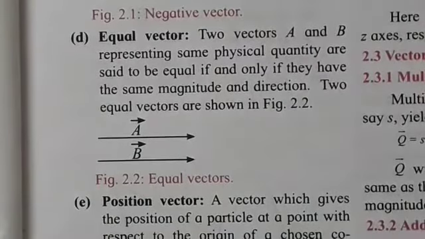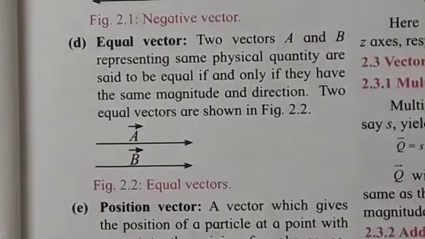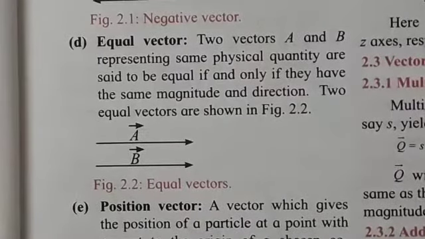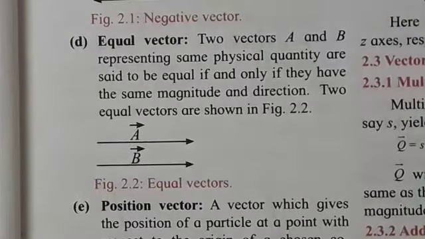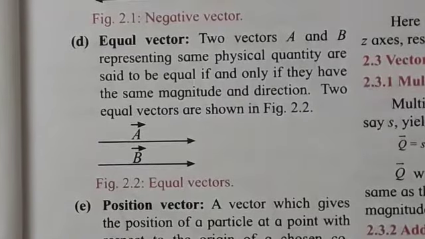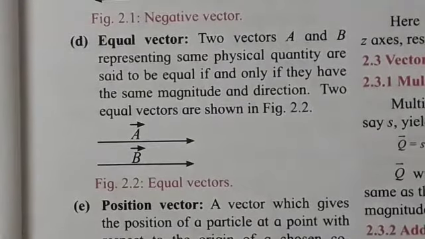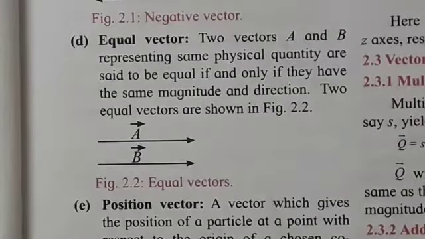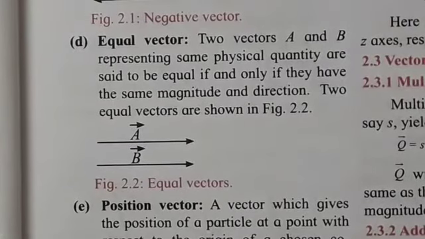Now the position vector. What does the position vector mean? You have to represent the position vector by small r bar. A vector which gives the position of a particle at a point with respect to the origin in the chosen coordinate system is called the position vector. In this xy coordinate system, OP is the position vector denoted by the small letter r bar.